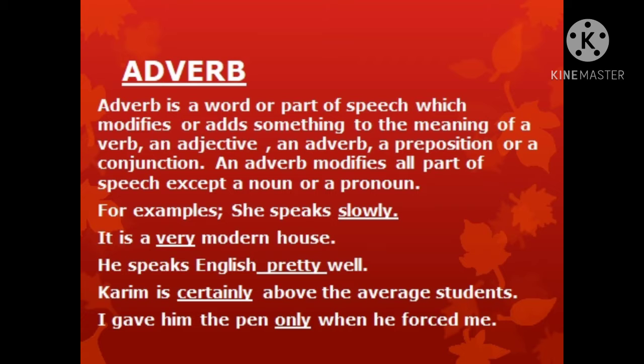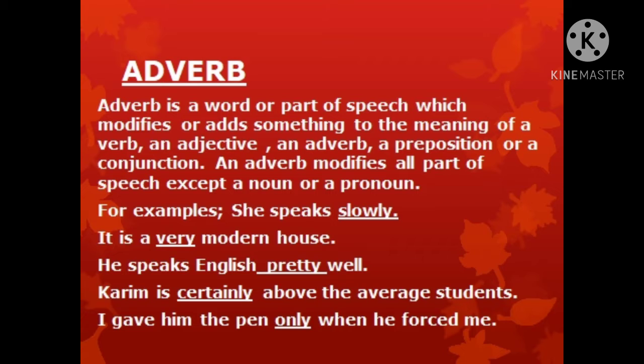For example: She speaks slowly. It is a very modern house. He speaks English pretty well. Karim is certainly above the average students. I gave him the pen only when he forced me. In these five sentences, in the first sentence, the adverb slowly modifies the verb speaks. In the second sentence, the adverb very modifies the adjective modern; modern is an adjective, very is an adverb.